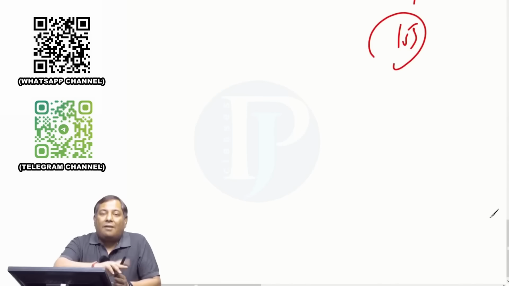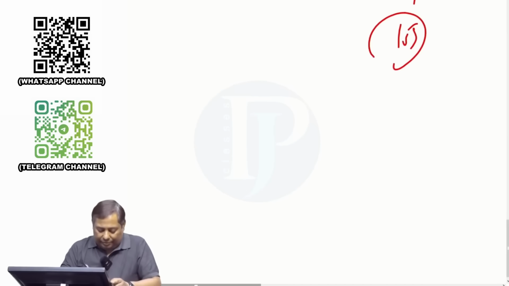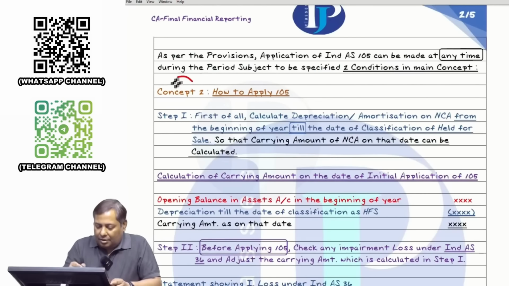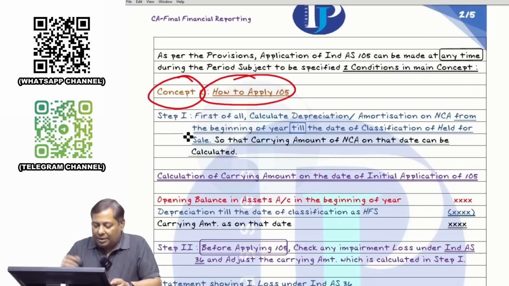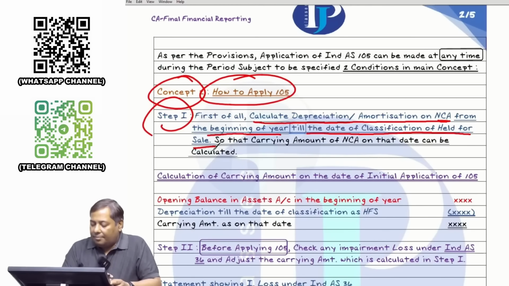So concept number 1, when to apply. Concept number 2, how to apply. Look here, this is the second concept, how to apply. First step, you have to take depreciation first on non-current assets from the beginning of the year till the date of its classification as HFS, so that we can take out the carrying amount. It is written in this format to make you understand more clearly.